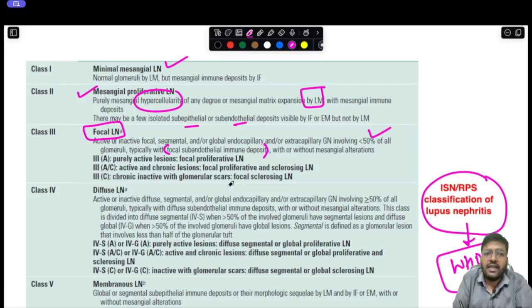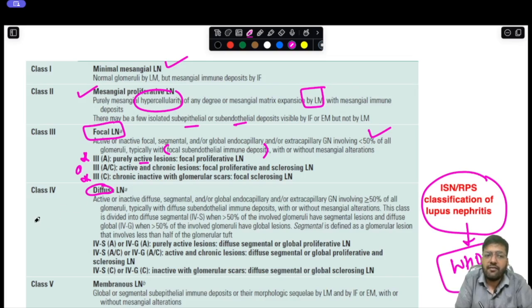But remember one thing, it is divided into three main parts. Class 3A is where there are focal proliferative lesions, that is, active lesions. Class 3A/C is active lesions coexisting with chronic lesions, so focal proliferative as well as sclerosing lesions. And the last variety is class 3C, which is chronic inactive with glomerular scars, that is, focal sclerosing lupus nephritis. Now, if you see these changes in more than 50% of the glomeruli, it becomes diffuse lupus nephritis.